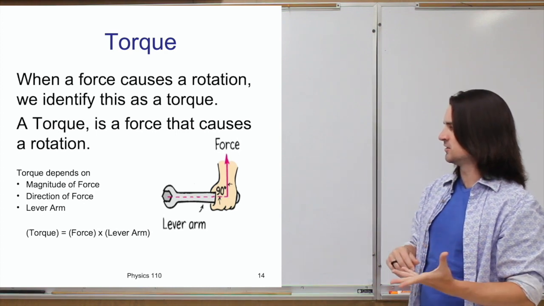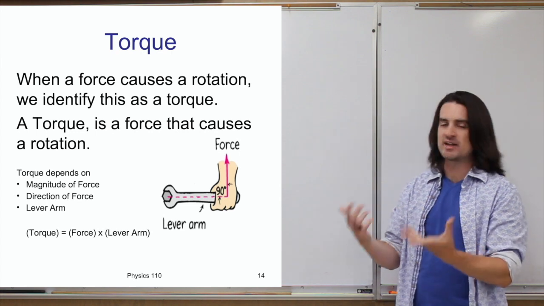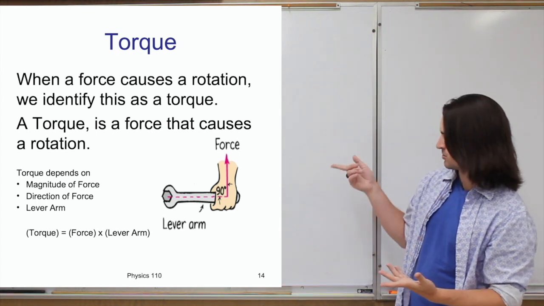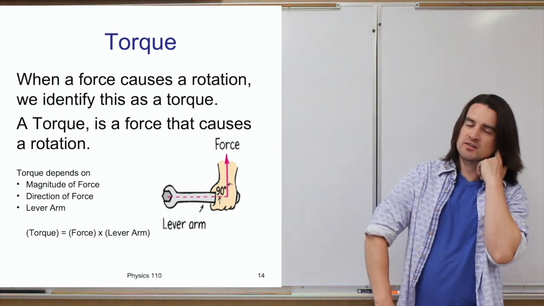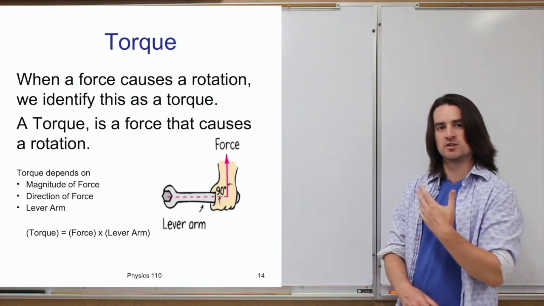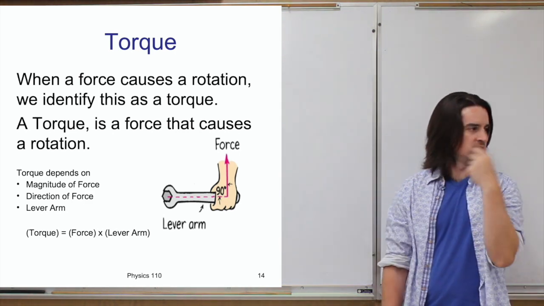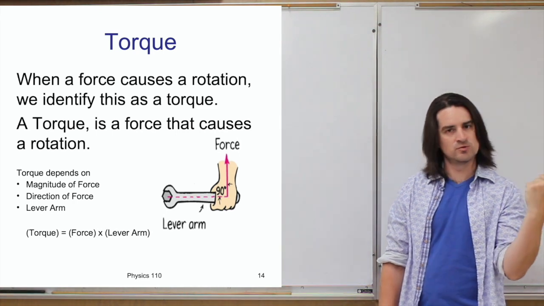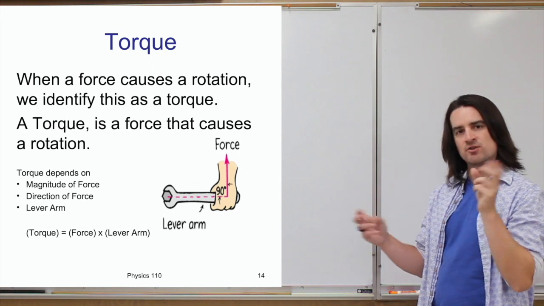So a torque will depend on a number of things, and that is the magnitude of the force you're applying, right? Just imagine this picture, if I pull much harder, I'm exerting a larger magnitude of force, I'm going to exert a larger torque. It also depends on the direction of the force, and we'll talk about that a bit more in the next slide. And also depends on what's called the lever arm.